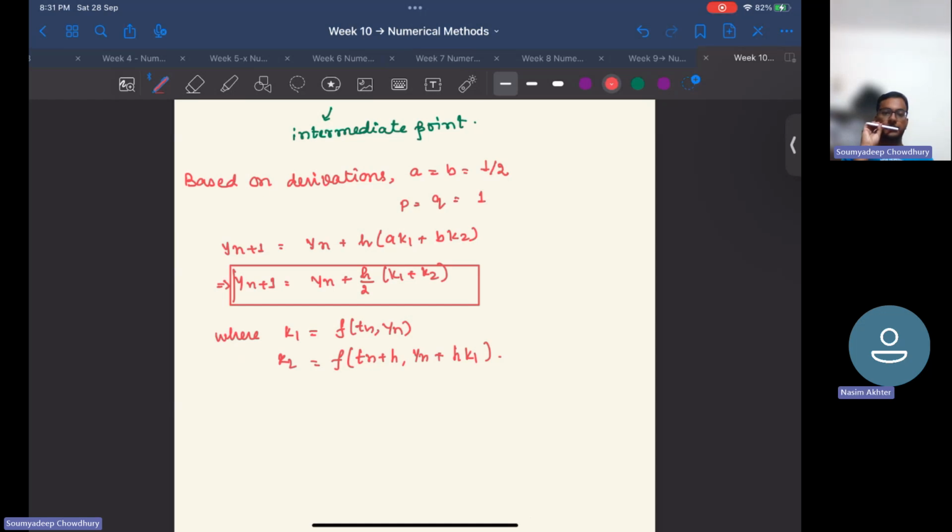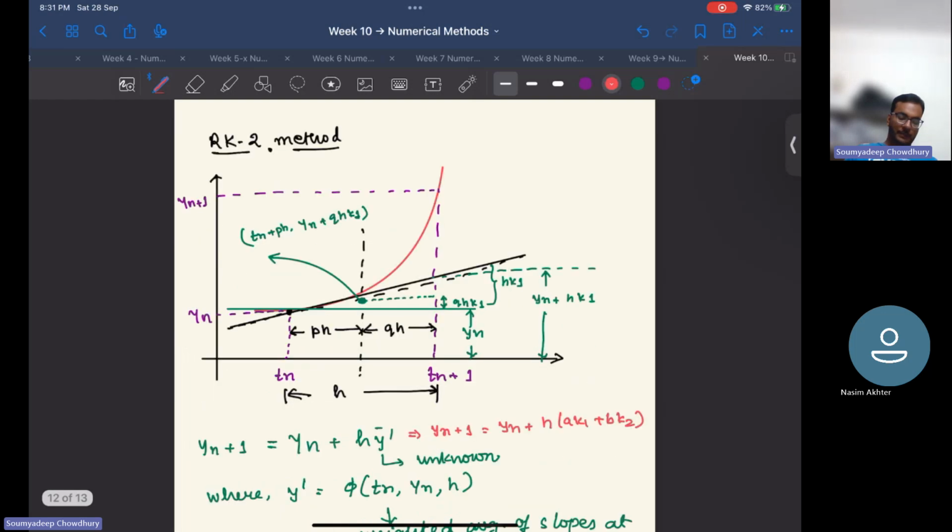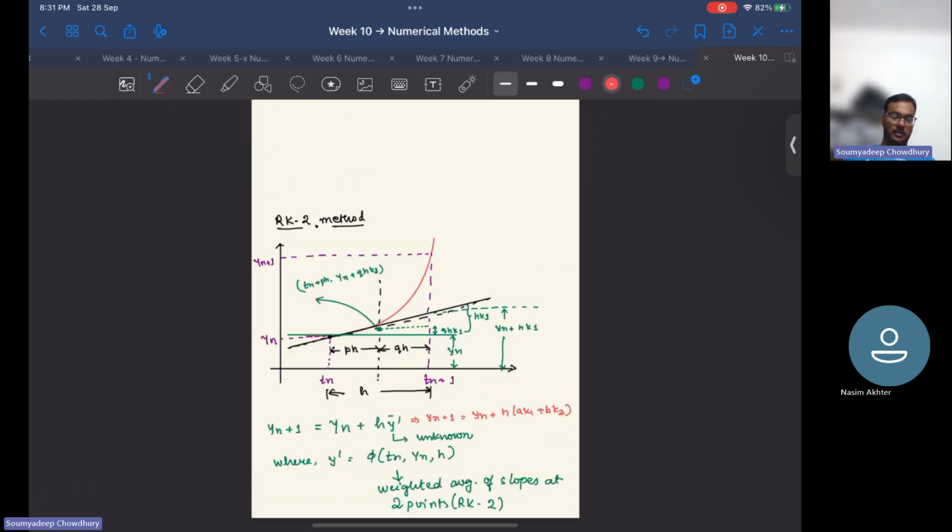Clear? Okay. This geometrical approach is a little bit difficult to understand. You can go back and see the recording once again. If it is not clear, you can come back to me in the next class. Okay.